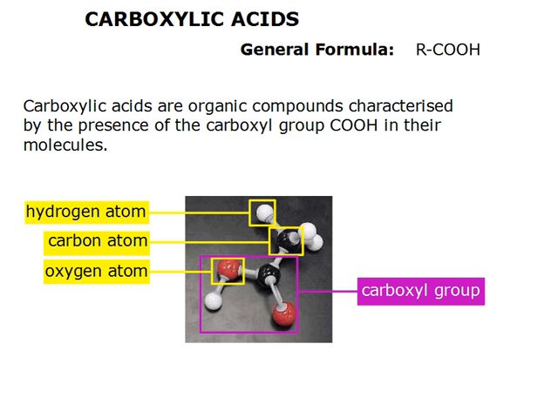Today we're looking at carboxylic acids. Carboxylic acids have a general formula RCOOH, where the functional group, or the reactive part of the carboxylic acid, is the COOH.